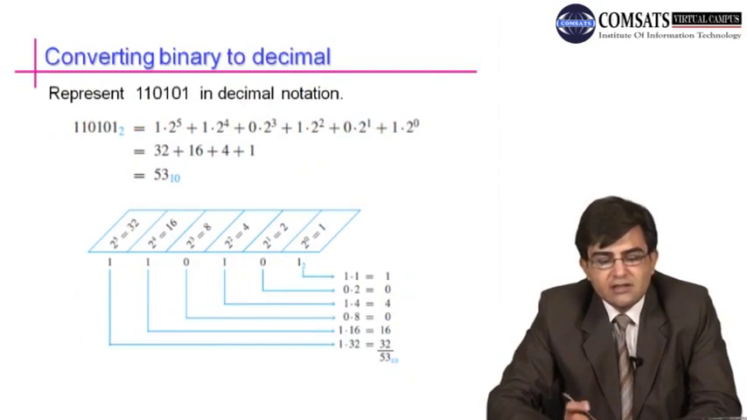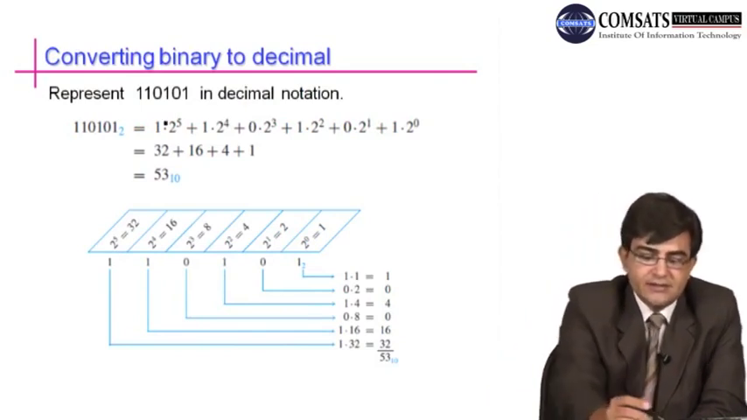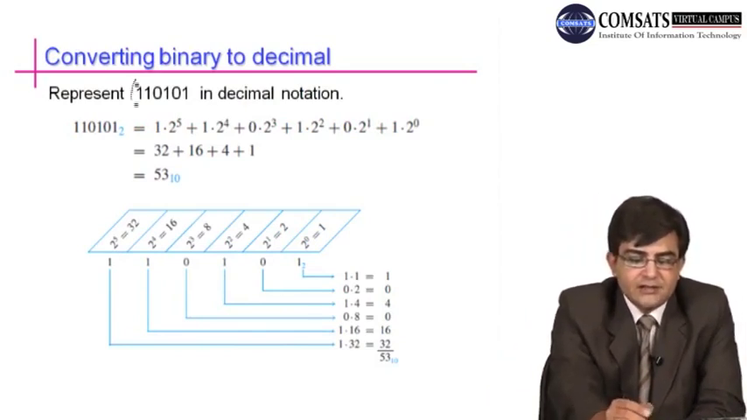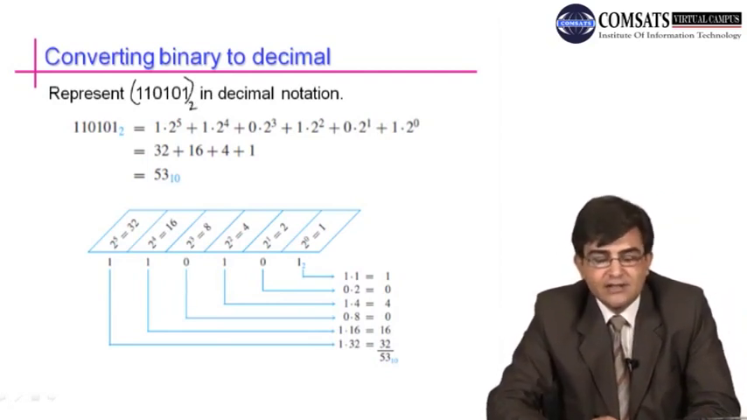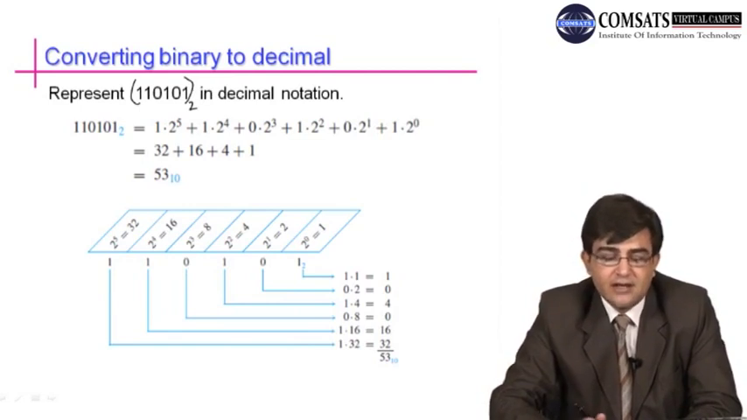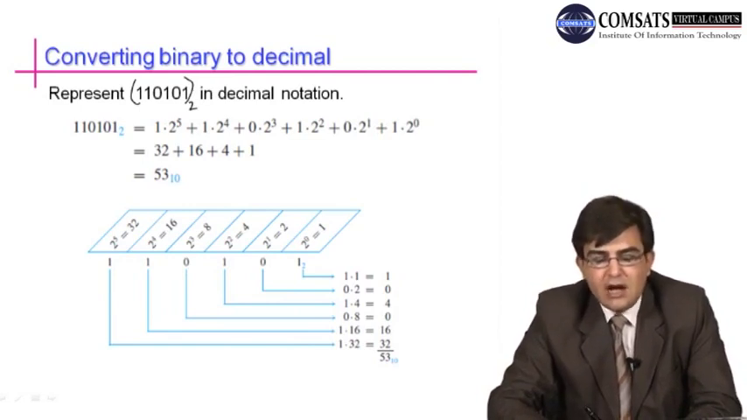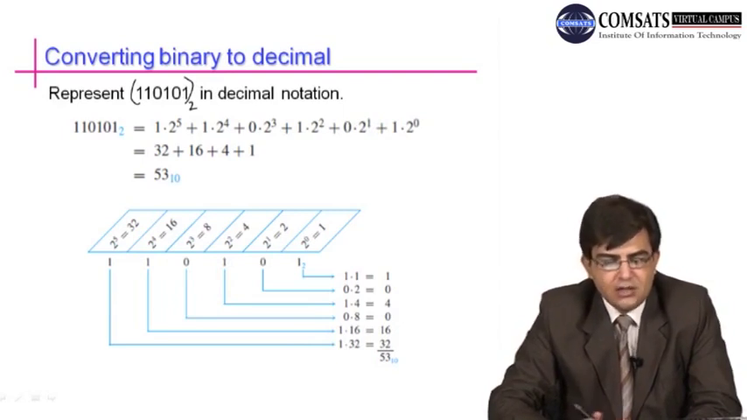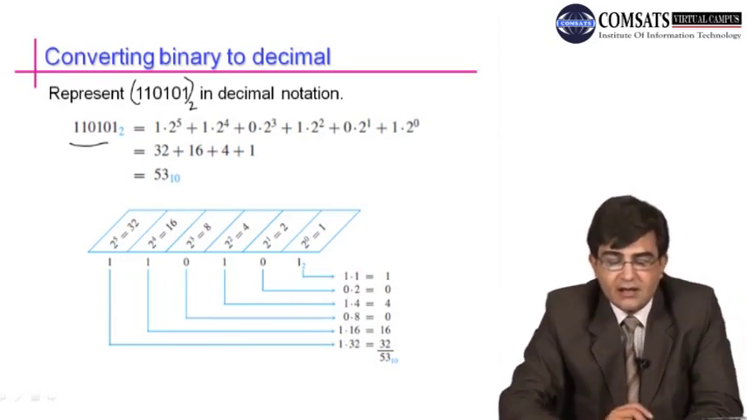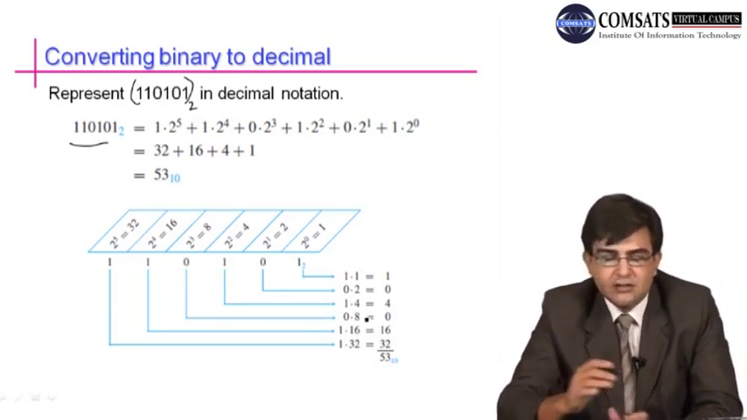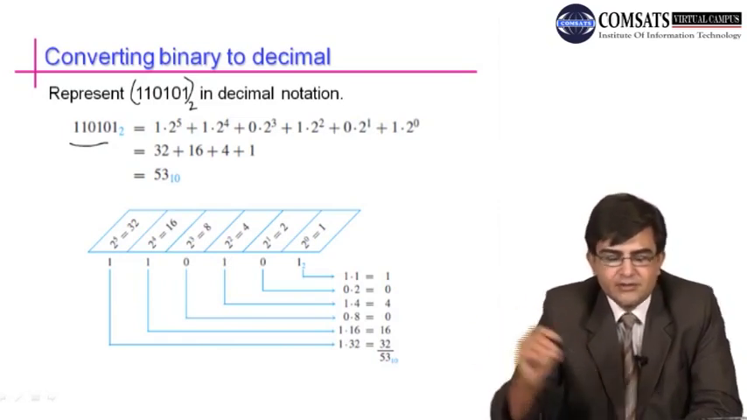Now how to convert a binary representation of a number into a decimal representation? Let's consider this example. Here we have a number which has base 2, that is, it is a binary representation of some number. How to convert this number into a decimal notation? As we converted a decimal number into binary, we reverse the same process.